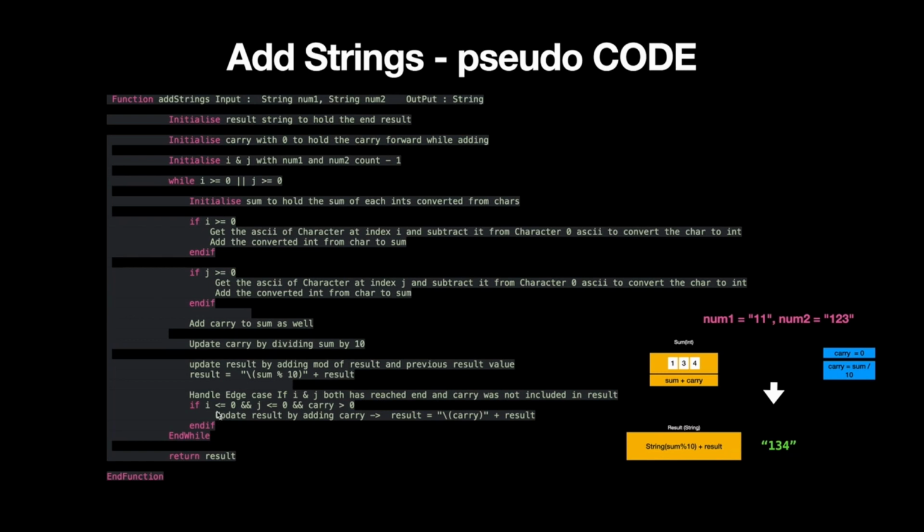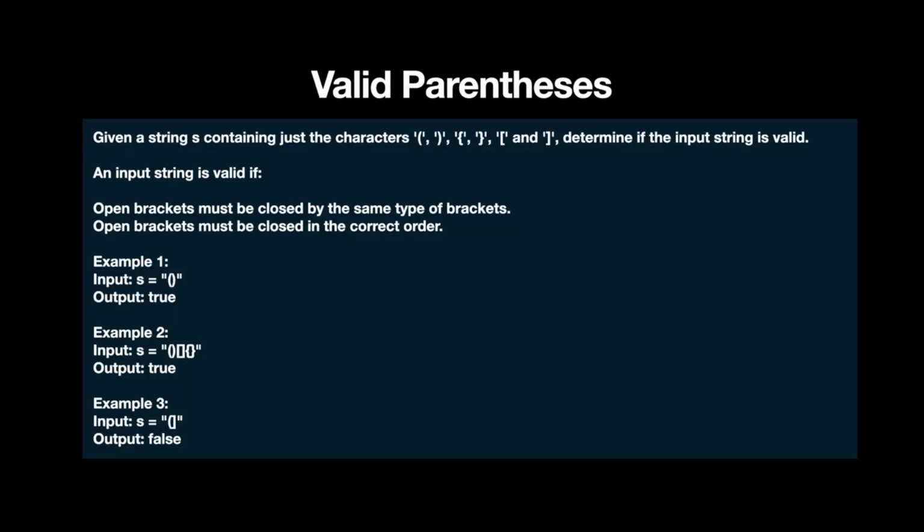And we should be handling one edge case also. Let's say i and j both have reached the end and carry was not included in the sum. So if i and j are both 0 and carry is greater than 0, then we will just add our carry in the front of the result array. So this will give our final result, the sum of the two strings. Hope that's understandable. Let's get into the next question.